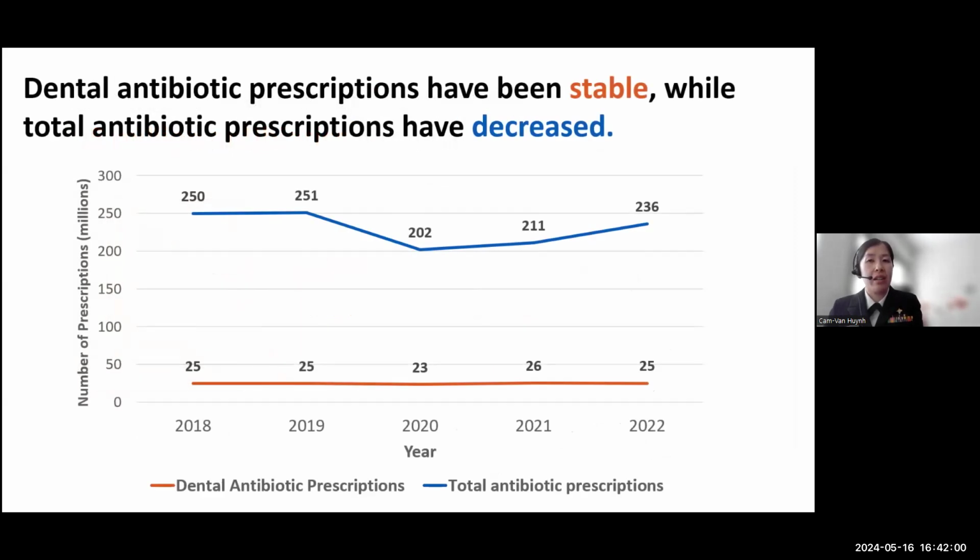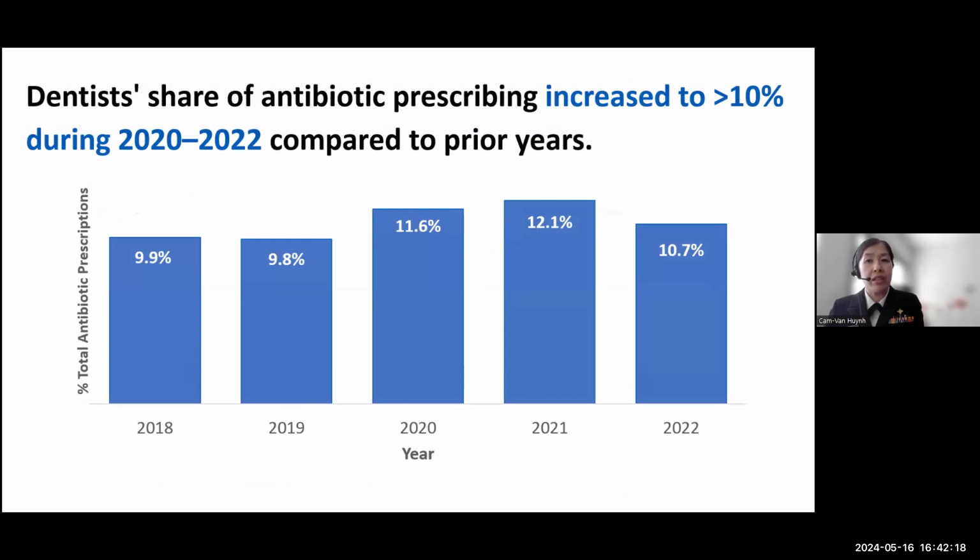The left axis on this line graph displays the number of outpatient antibiotic prescriptions in millions, with dental antibiotic prescriptions shown in orange and total antibiotic prescriptions shown in blue. So we see that dental antibiotic prescriptions have been stable, while total antibiotic prescriptions by all prescribers have decreased. The blue bars on this graph display the percent of total antibiotic prescriptions written by dentists. Since total antibiotic prescriptions decreased during the COVID-19 pandemic, while dental prescriptions remained stable, dentists' share of antibiotic prescribing increased to more than 10% during 2020 to 2022 compared to prior years. We are currently in the process of getting finalized antibiotic prescription data for 2023 so we can see how dental prescribing is trending.